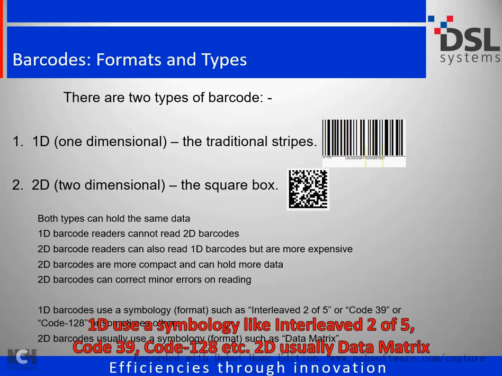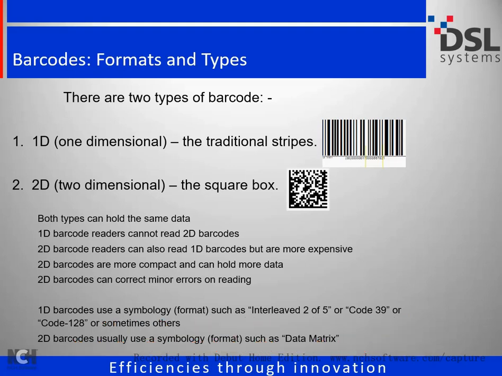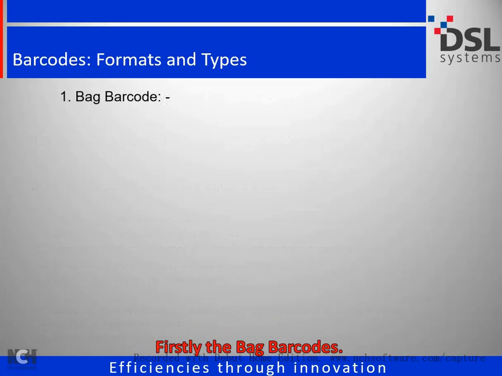So 1D barcodes use a symbology format such as interleave 205, code 39, code 128, and similar. And 2D barcodes, in our industry, we normally use something called data matrix. So I'll go through these 5 different types of barcodes. First of all, the bag barcode.